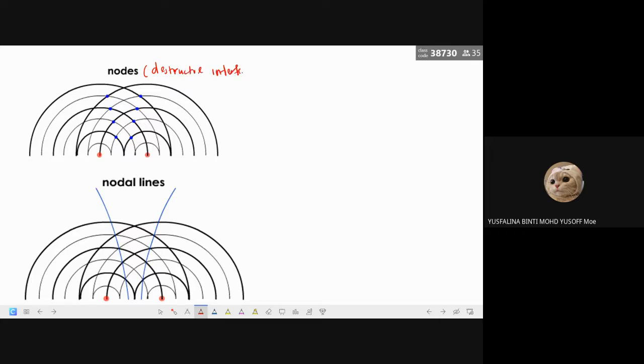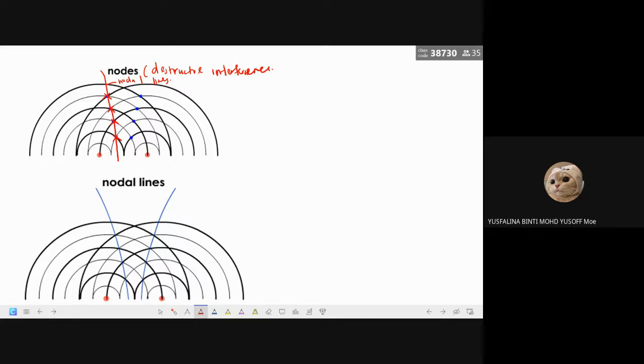So crest meets trough. This is the example. You can see here this one is crest meeting trough, the blue dots there, and this one also, this one also, and this one also. So all of it is destructive. So I just underline it like this. The line is called a nodal line. I connected all the destructive interference in one straight line. So we call it the nodal line.